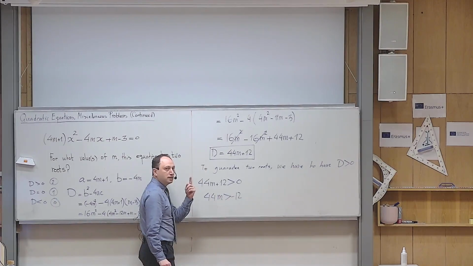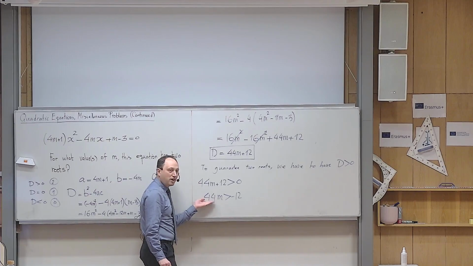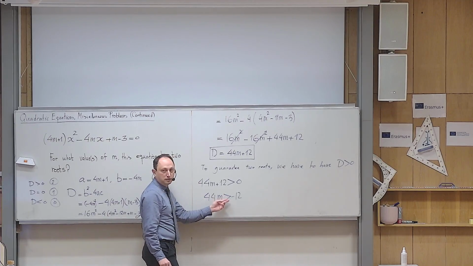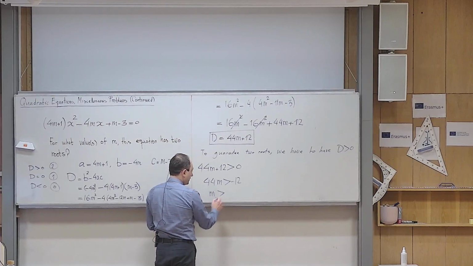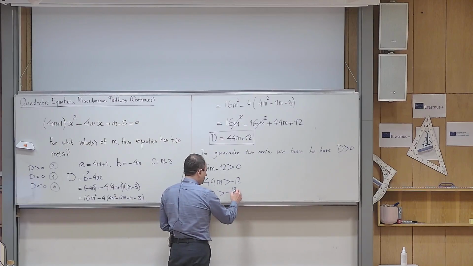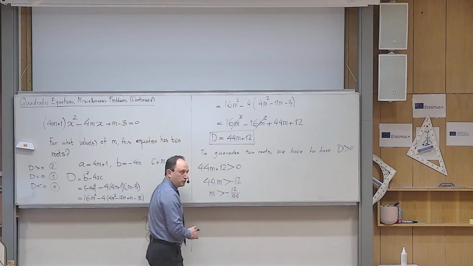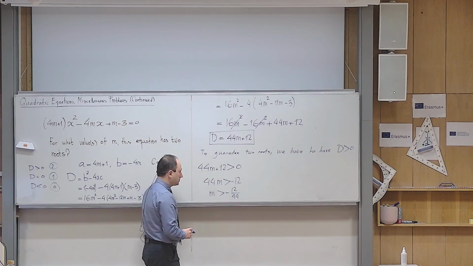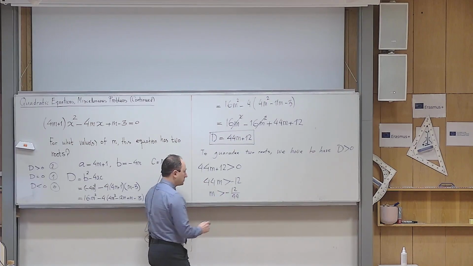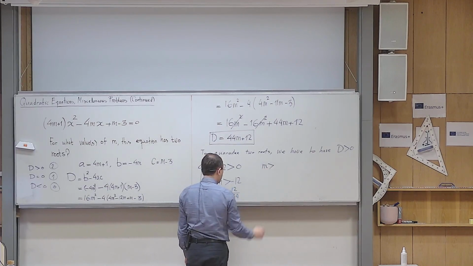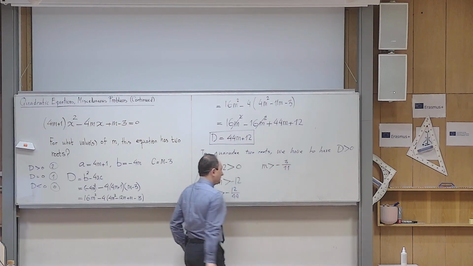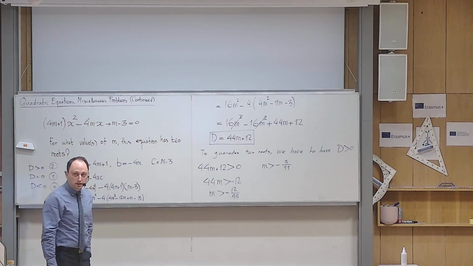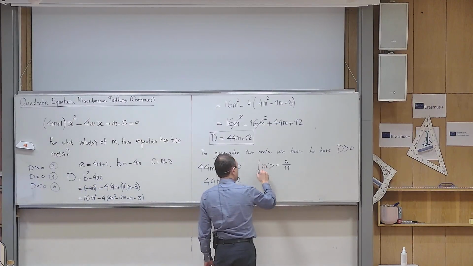There was one single point that you have to be careful about in solving inequalities. What was that? When you divide by a negative number, flip the sign. But what I'm doing here, I'm dividing by what? 44. 44 is positive, so I keep the sign. So it's minus 12 over 44. And then, of course, don't leave it like this, because you can simplify by 4. So what happens? m greater than minus 3 over 11. So, this is the answer.